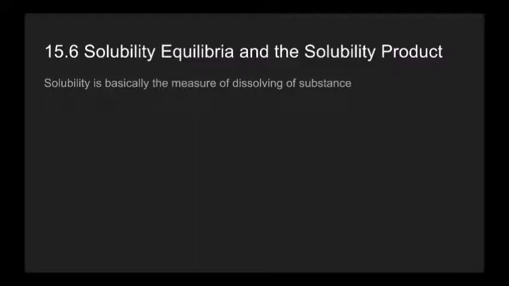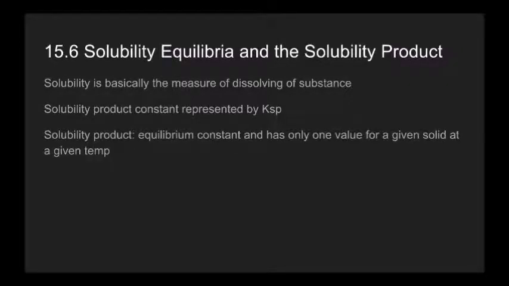Okay, so next we're going to talk about solubility equilibria and the solubility product. Solubility is basically a measure of the dissolving of a substance, and the product constant is represented by Ksp. Solubility product is the equilibrium constant and has one value for a given solid at a given temperature.